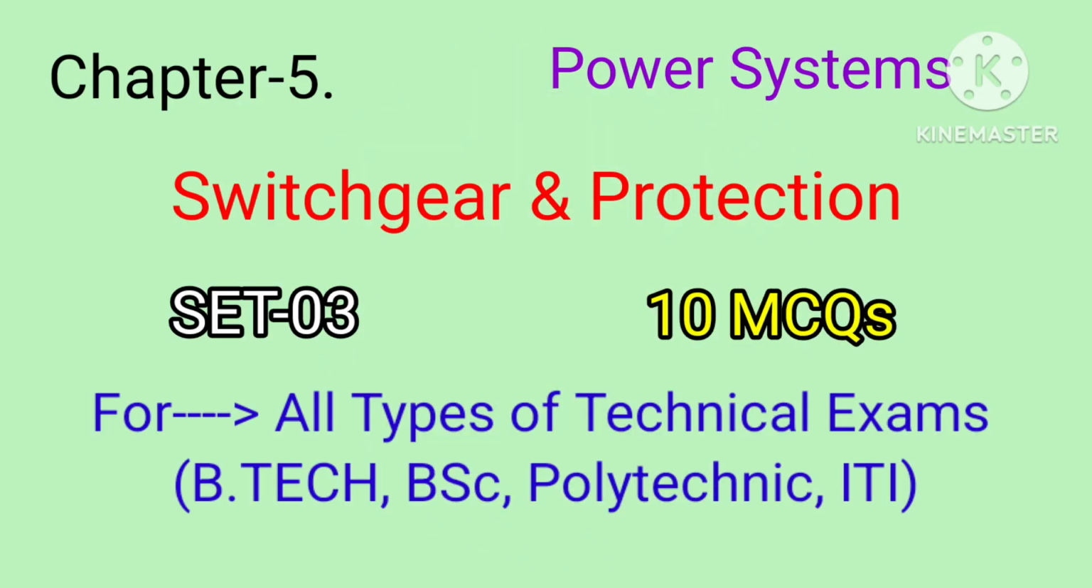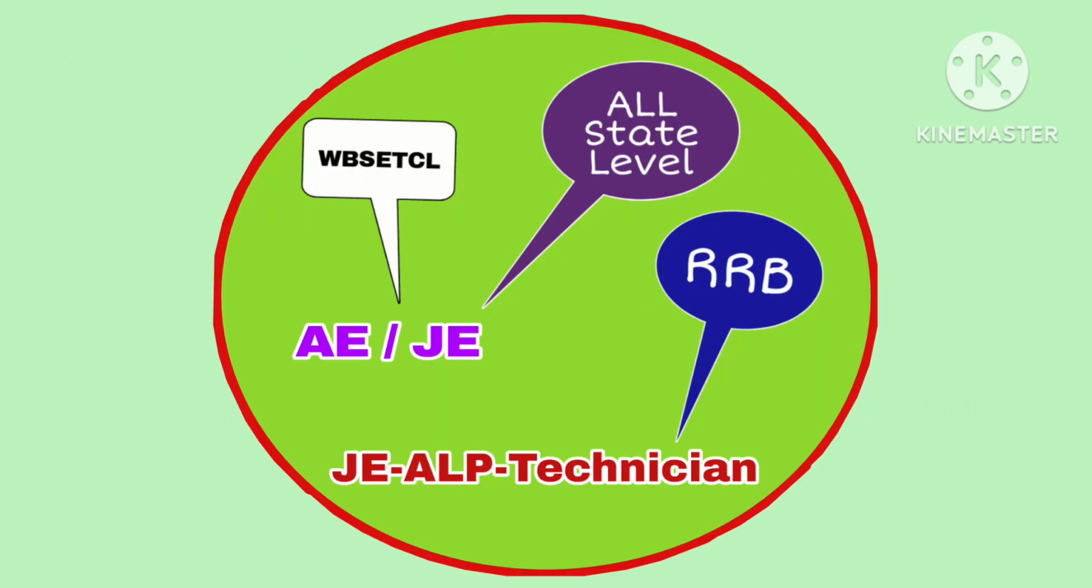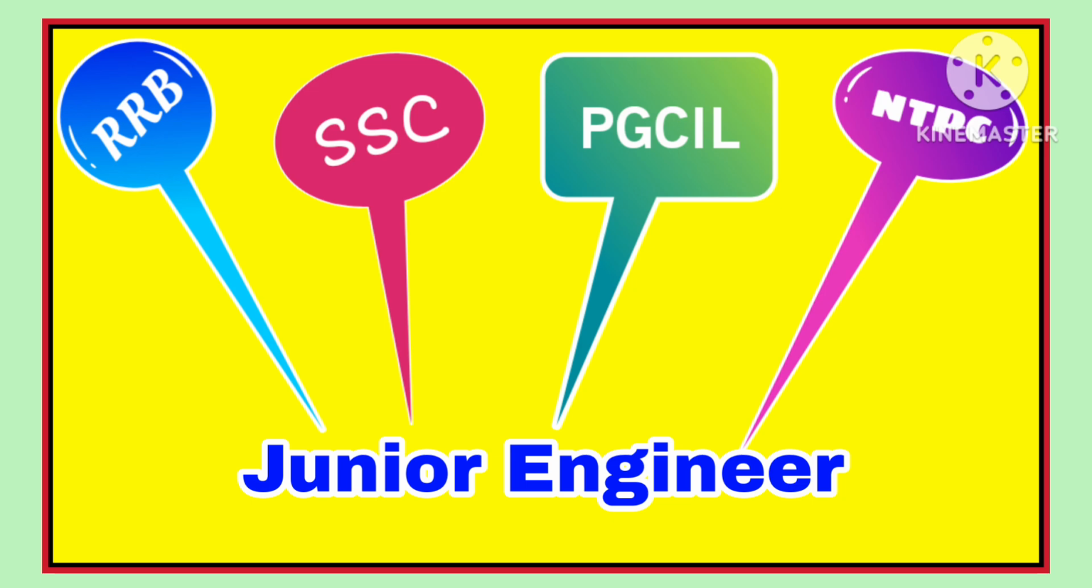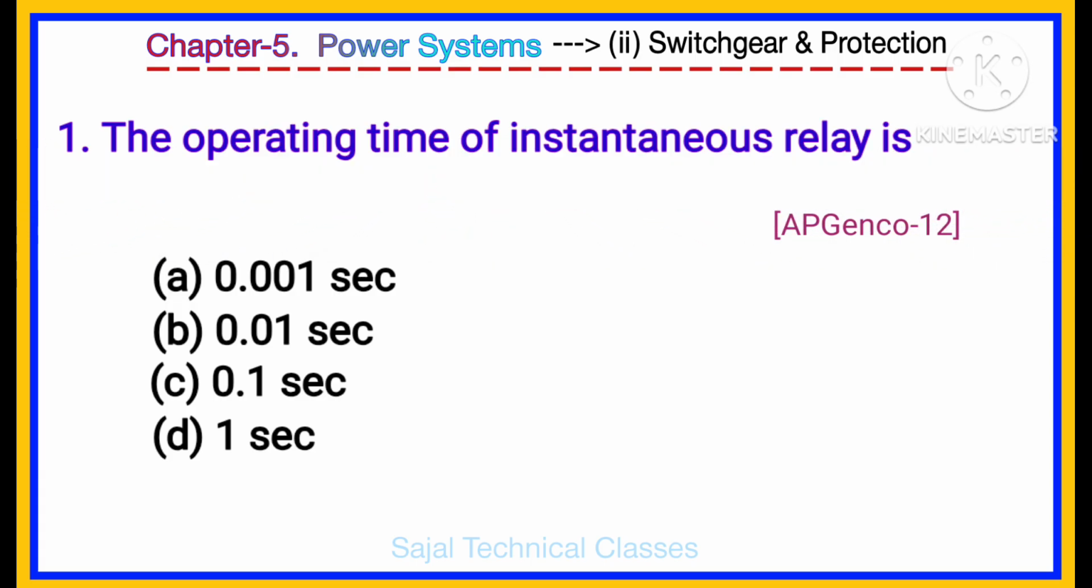Today's topic is Switchgear and Protection MCQs SET-3. First question. The operating time of an instantaneous relay is option A 0.001 second, option B 0.01 second, option C 0.1 second, and option D 1 second. Right answer option C 0.1 second.